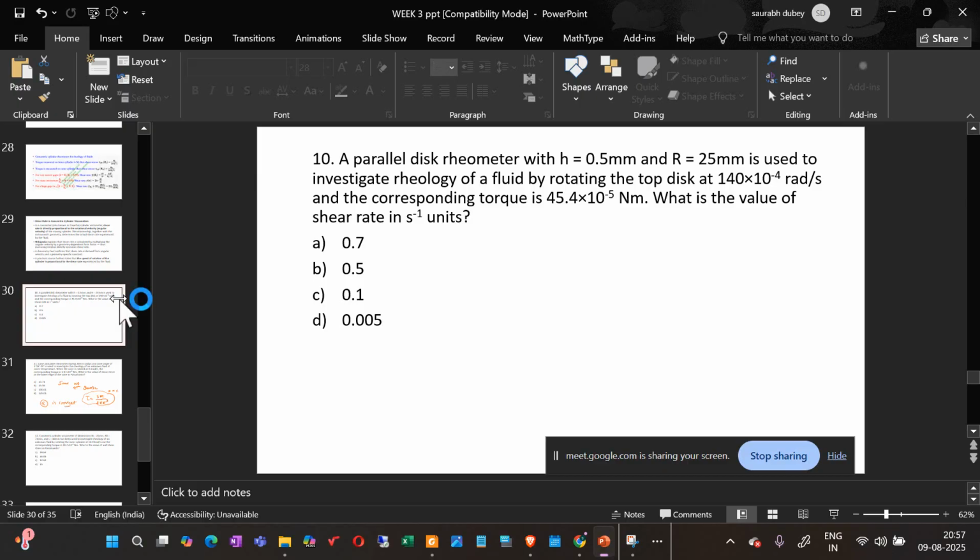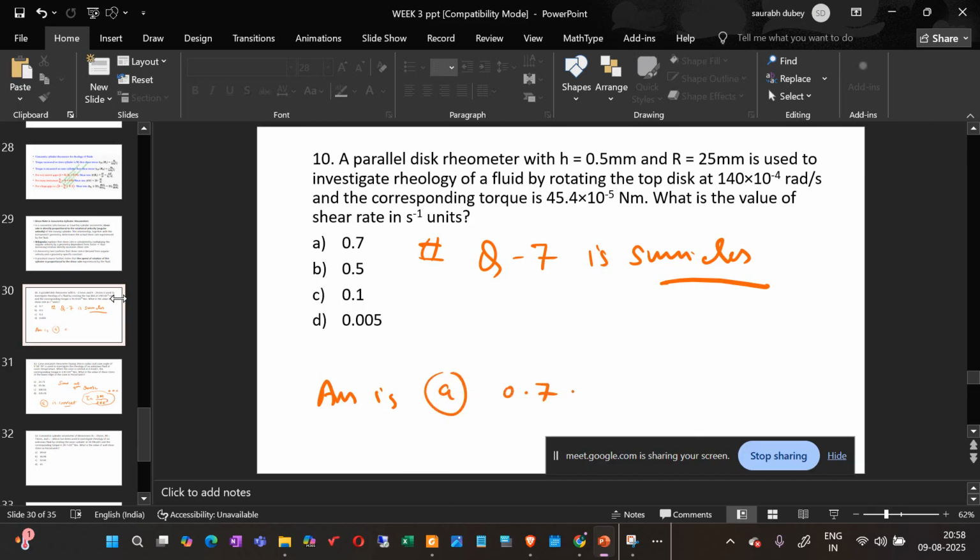So the 7th question we have solved, and that question was very much similar to this. So this question 7 is similar, so you may refer to it. I just kept these questions for you to solve, right? So the 10th question is similar to the 7th one, and the answer to this I will just tell you so that you can match it with yours. The answer is the A option, which is 0.7 seconds, right? So 10th and 11th are done.